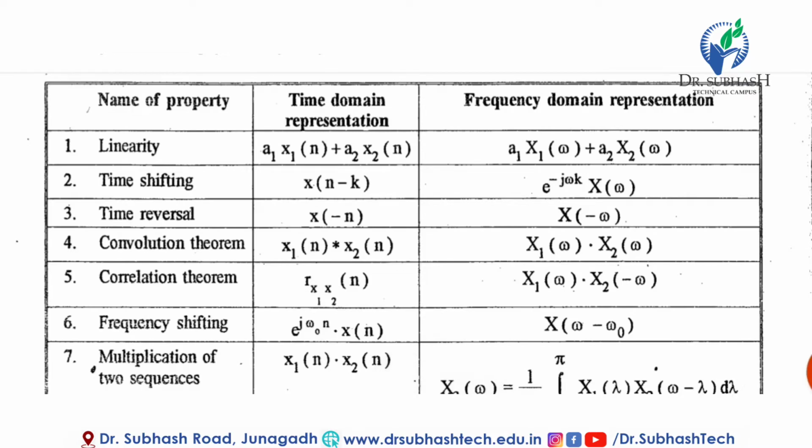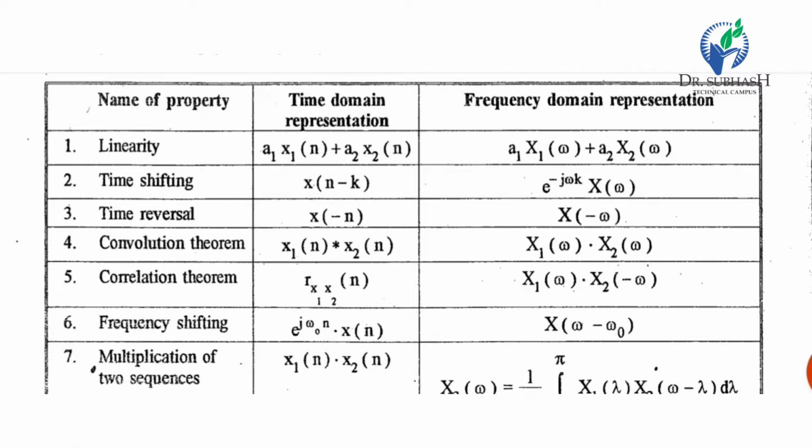So in this table, the first column is the name of the property, the second is the time domain representation, and the third is the frequency domain representation. The first property is linearity. So a1 x1 of n plus a2 x2 of n, in the frequency domain, is a1 X1 of omega plus a2 X2 of omega.